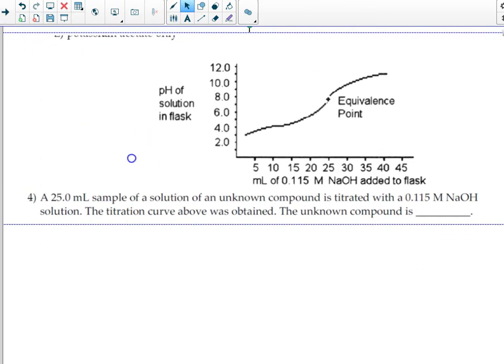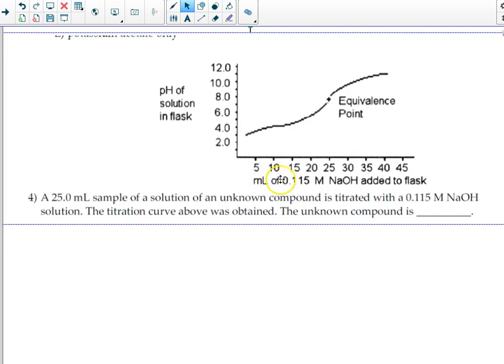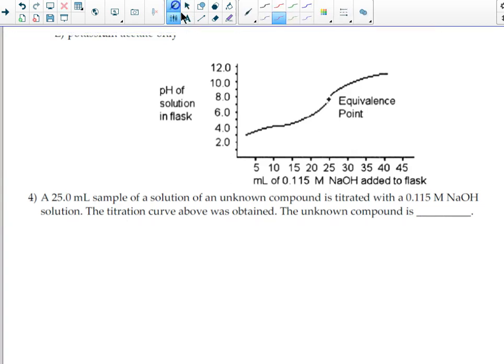A 25 milliliter sample of a solution of unknown compound is titrated, with numbers we don't care about. The titration curve above was obtained. The unknown sample is... All we need to know about this is the shape of this. Does it look like this? No. So it's not strong acid and strong base. I will let you figure out what it is. Okay? You all right with that?